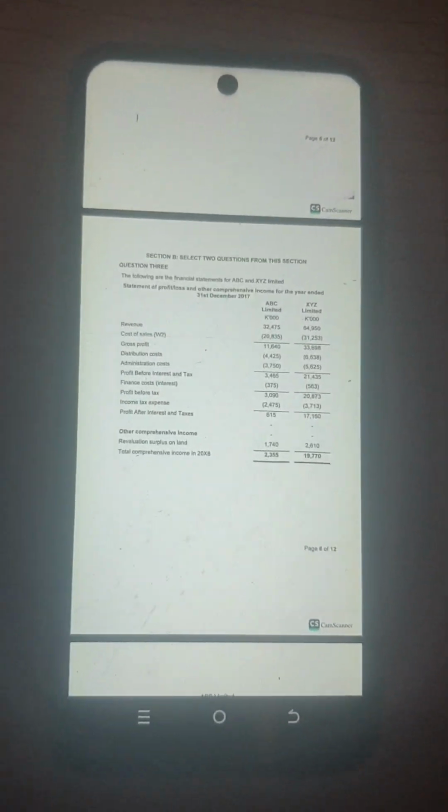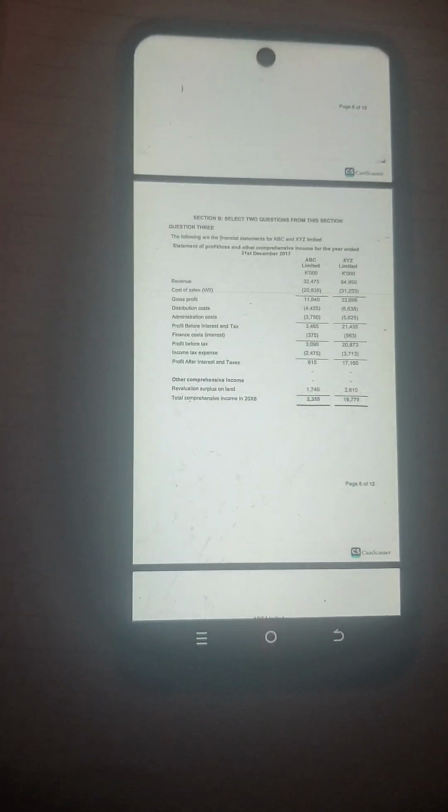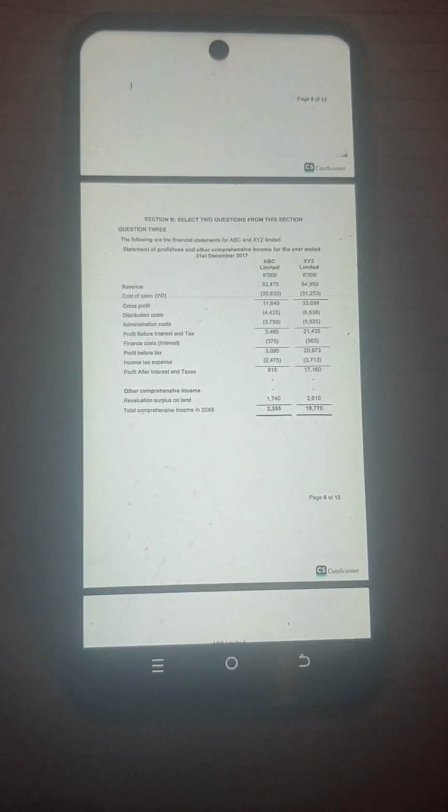Okay, so in our previous video, we looked at the 2024 paper in which we prepared the cash flow statements, which was question 2. Today, we are going to go another step ahead. I think we are going to finish this paper. So we're going to question 3, in which we've been given 2 income statements as well as 2 statements of financial position, and we've been asked to calculate the following ratios below.